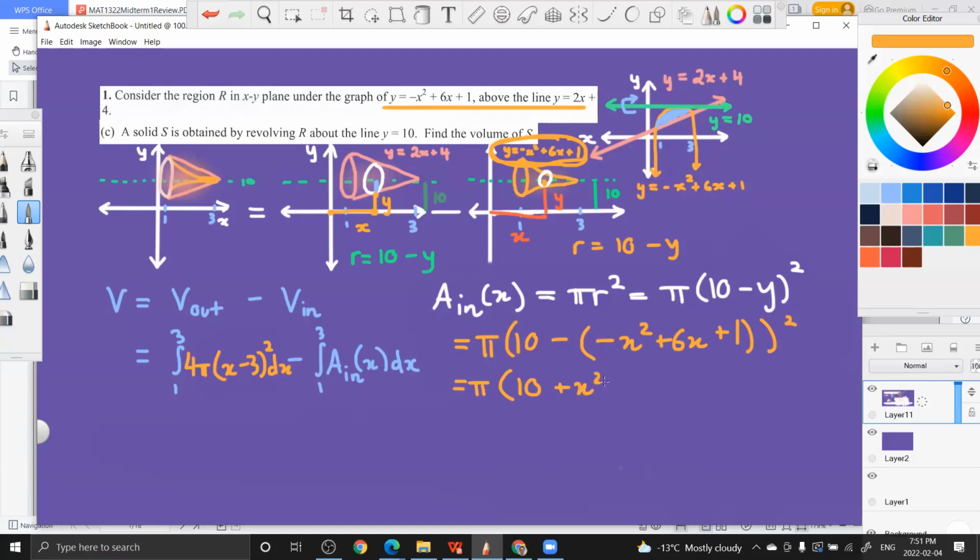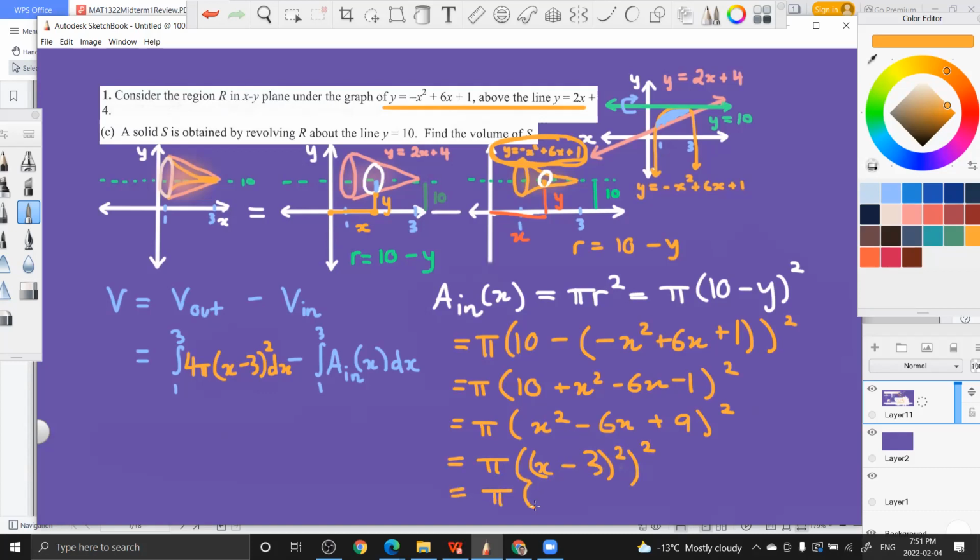Ten plus x squared minus 6x minus 1 to the power of 2. Pi times x squared minus 6x plus 9 to the power of 2. Yep, that's correct. And we get pi times x minus 3 to the power of 2 to the power of 2 again. That gives us pi times x minus 3 to the power of 4.